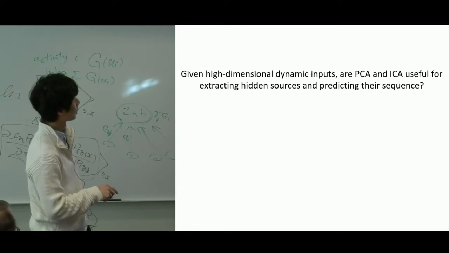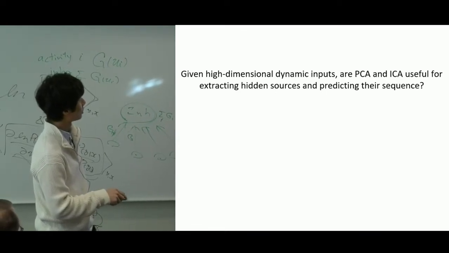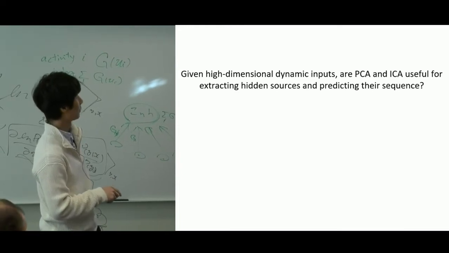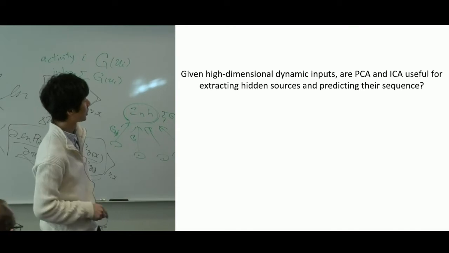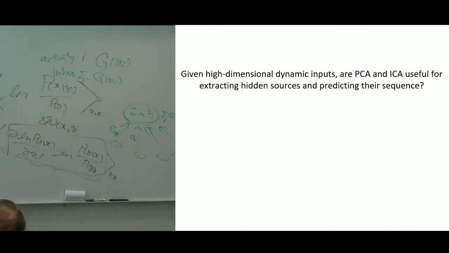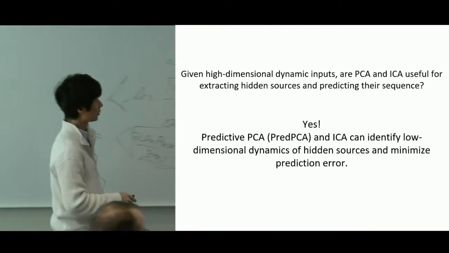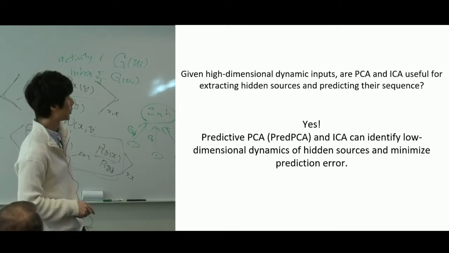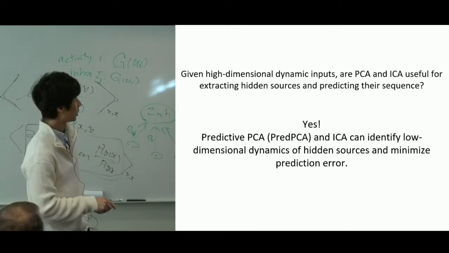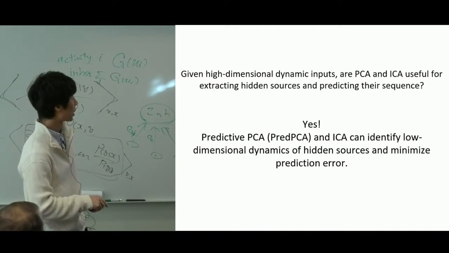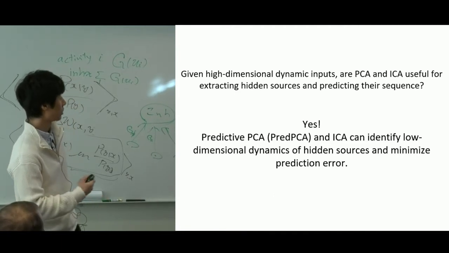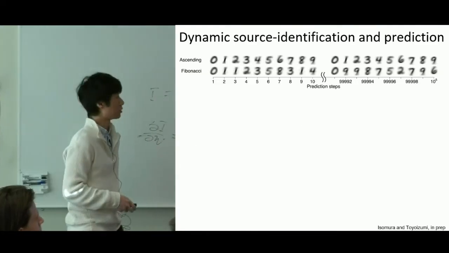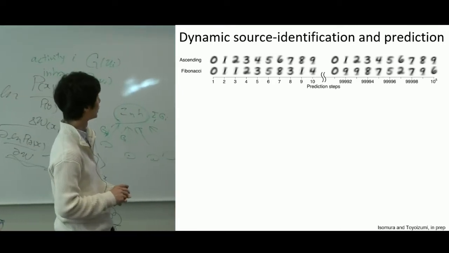Given high-dimensional dynamic inputs, are PCA and ICA useful for extracting dynamics of hidden sources, and can they predict their sequence? And basically, we say yes. Predictive PCA, we call it PredPCA, and ICA can identify low-dimensional dynamics of hidden sources and minimize the prediction error. I don't have time to talk about full technical details, but let me give what we did.